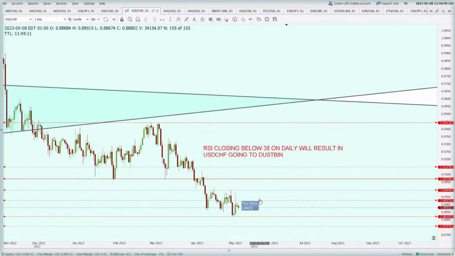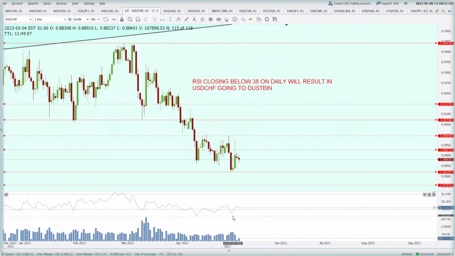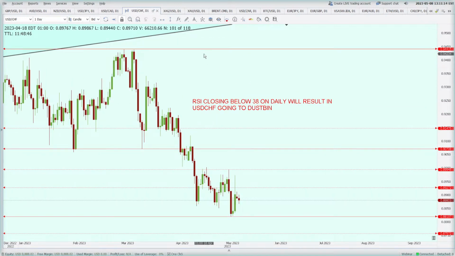Okay, so we have seen RSI recently closing below 38 on the USD CHF. That means there's a possibility of more losses in the future. RSI is just making more headroom to go south. Breaking above 0.8994 will make me cautious to buy this market. But till the time the price is trading below 0.8994, I will be a seller in the USD CHF.